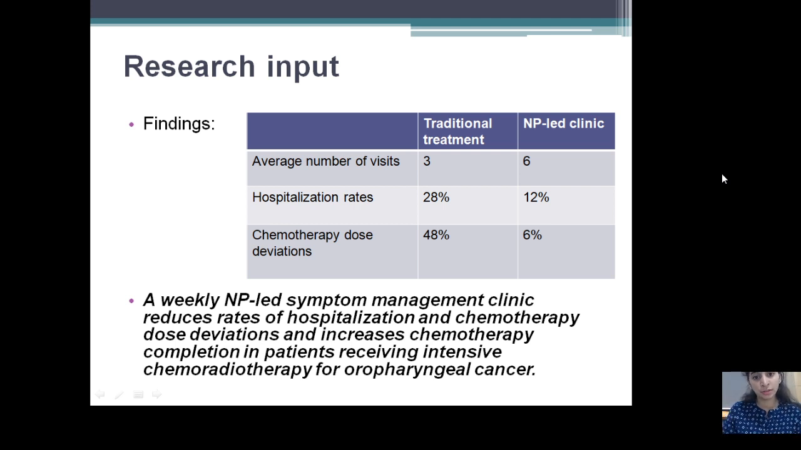The hospitalization rates were 28% in traditional treatment as compared to 12% in the nurse practitioner-led clinic. The chemotherapy dose deviations were 48% in traditional treatment, which decreased to 6% in the nurse practitioner-led clinic. So the study concluded that a weekly nurse practitioner-led symptom management clinic reduces rates of hospitalization and chemotherapy dose deviations and increases chemotherapy completion in patients receiving intensive chemoradiotherapy for oropharyngeal cancer.